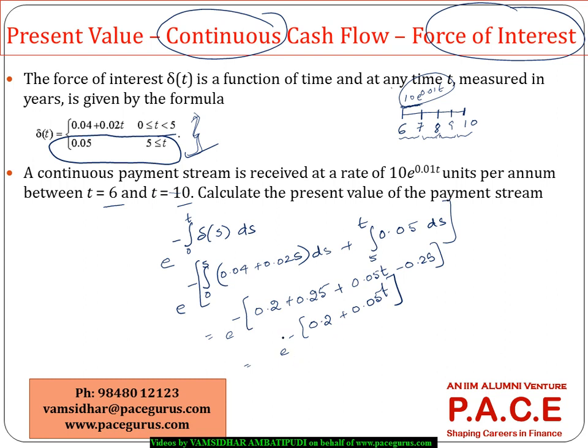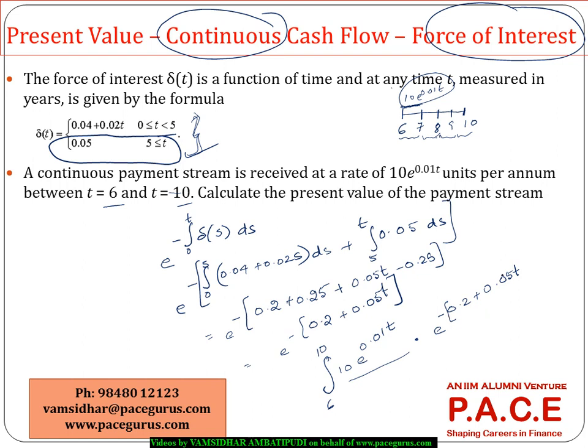Whereas now when I am looking at a continuous stream of payment between 6 and 10 years, now I will integrate between 6 and 10 again, because there is a continuous stream of payment of 10 e power 0.01t. This is the amount, and I have to multiply it with the present value, which is e power minus 0.2 plus 0.05t. So this entire thing needs to be integrated between 6 and 10.